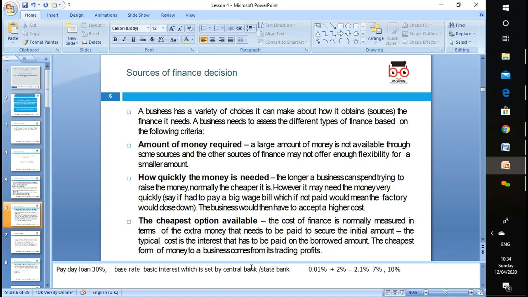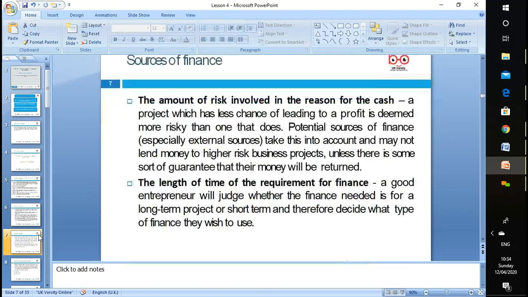Yes, it depends. You have to decide how much, 10%, of the money you're going to borrow, looking at all possible options. Next, the risk involved and the reasons for the cash. A project which has less chance of leading to profit is deemed to be more risky. So, potential sources of finance.